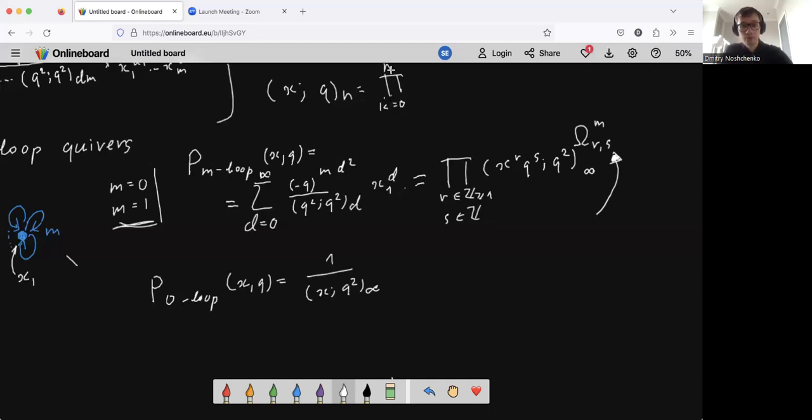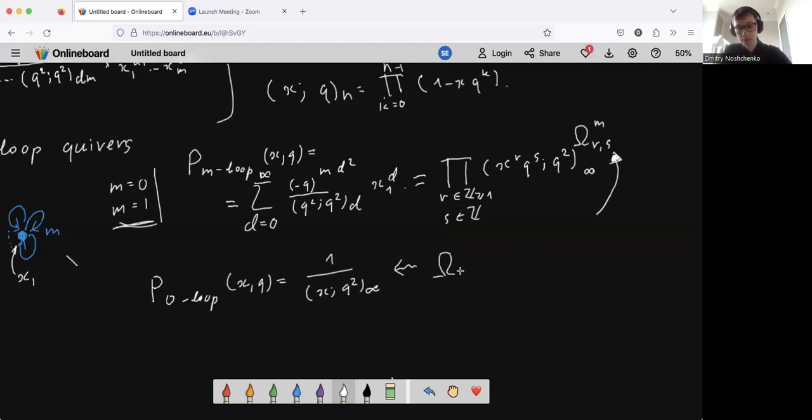From 0 to n minus 1, and in principle one can just set n to be infinite, so this product becomes just infinite: 1 minus x times q to the power k. And yes, so this is for zero loop, and you see that in this case we have only one non-zero omega, so only one non-zero DT invariant survives.